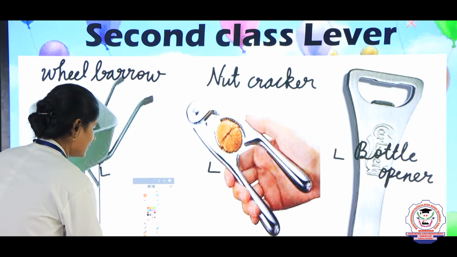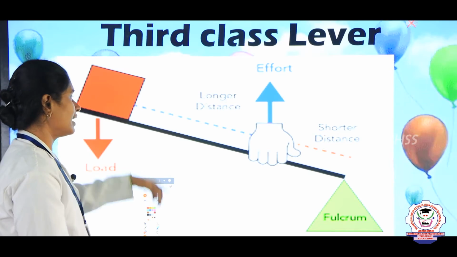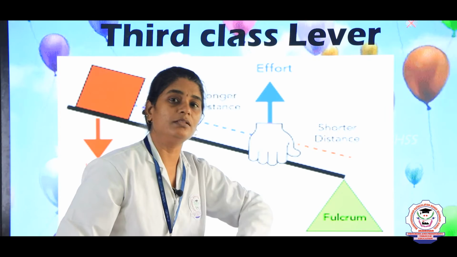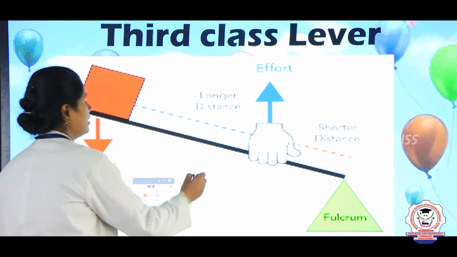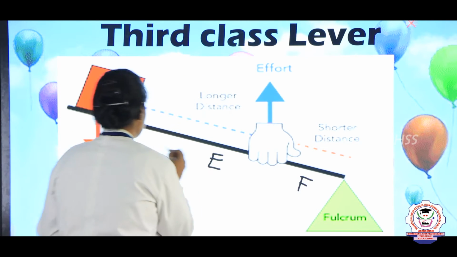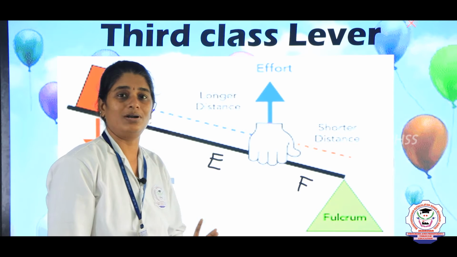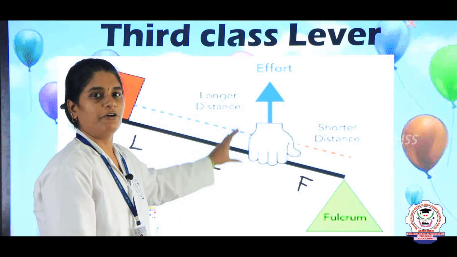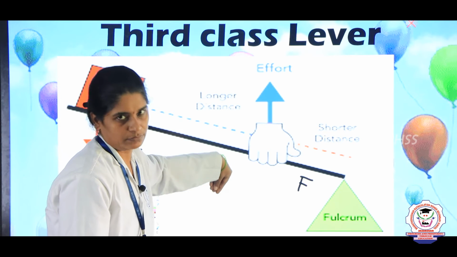Now let us see the third class lever. So what is the third class lever? In the third class lever, the effort will be in the center, between the fulcrum and the load. Okay. So here you can see the effort will be in the center, the fulcrum will be on one side and the load will be on the other side. So this type of lever is called a third class lever. So in the third class lever, the effort will be in the center, where the force is applied in the center of the lever, right?